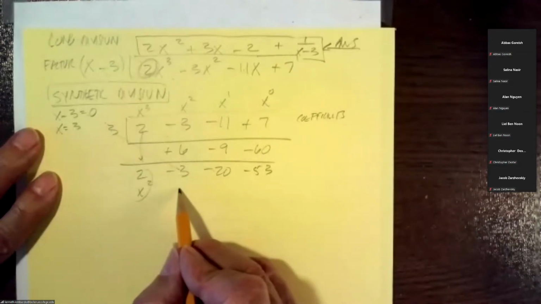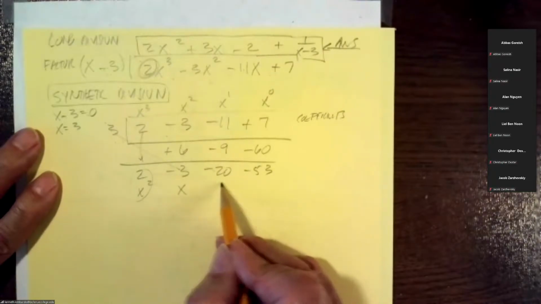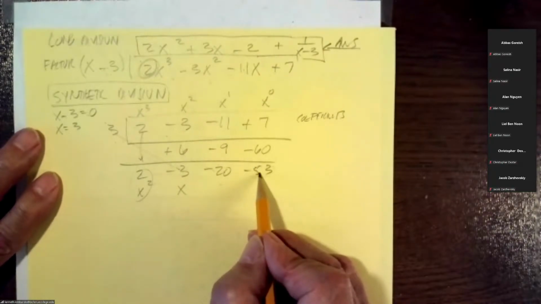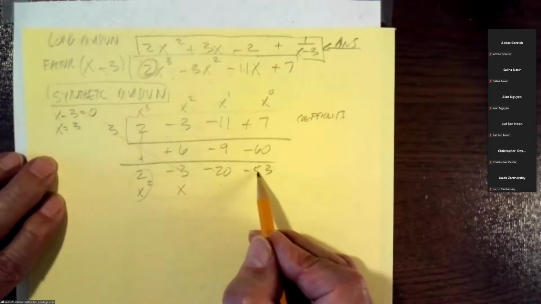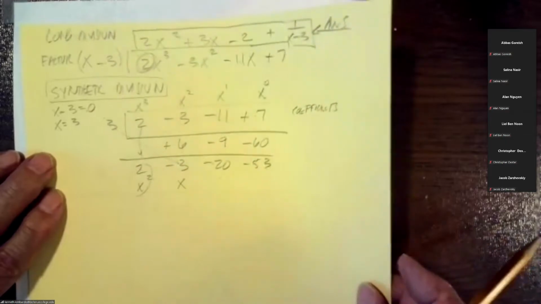There'd be 2 of these. This would be x. This would be the constant, x to the 0. And this would be our remainder here. So when we're doing synthetic division, we're taking just the coefficients. Now let me show you another version.